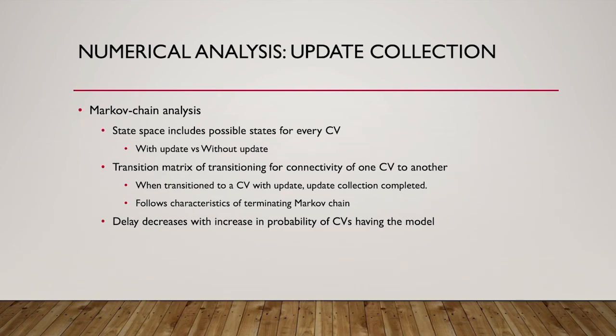To elaborate on the analysis part, we have used Markov chain analysis for the update collection as well. The state space for this Markov chain analysis includes all the possible states of every CV. Basically, the state of a CV can be defined either as having updates or not having updates. And we generate a transition matrix for transitioning of connectivity from one CV to another. What I mean by this is that a CAV keeps on encountering new CVs, and this connectivity between the CAV and CVs keeps on transitioning. And when the CAV has transitioned to a CV with updates, the model collection process is completed.